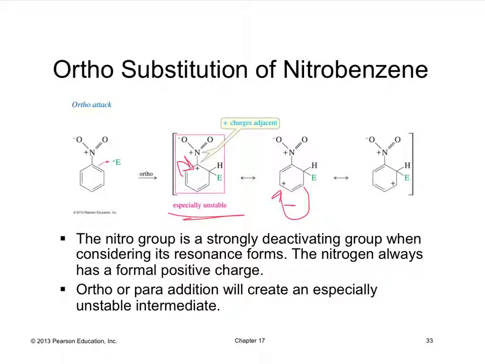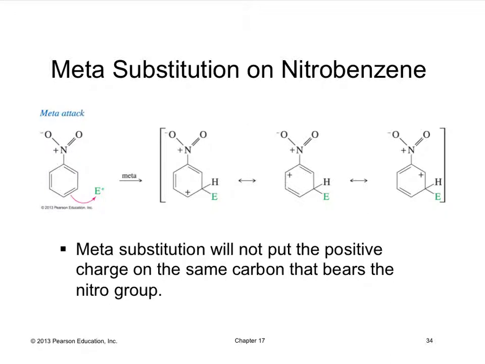So ortho and para addition will create these really unstable intermediates, and as a result, ortho substitution is less likely to occur. For meta substitution, if you have your attack, now you have your possible combinations where you have your positive charge residing here. It's still very separate from the nitro group already. Electrons move around, electrons move around. And in no case in these three possible resonance structures do you see that positive charge on adjacent atoms.